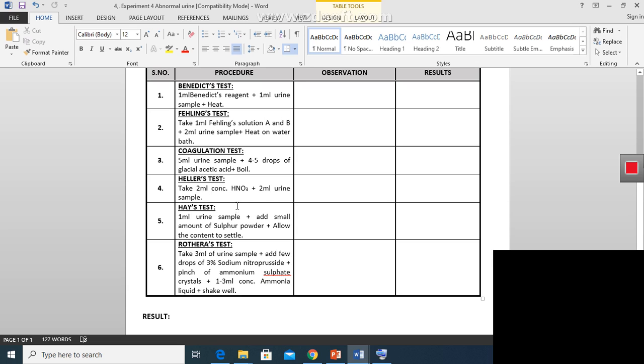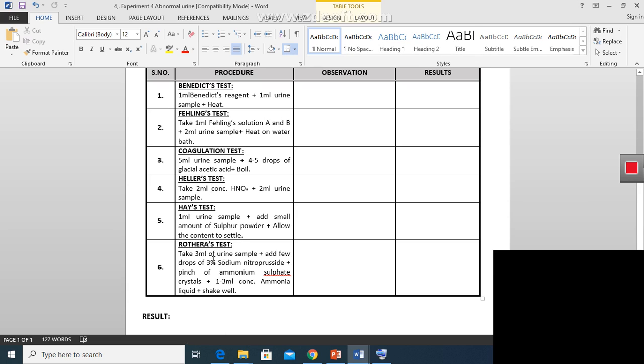You just have to strictly follow the instruction. Whenever it is written here that you have to heat, you have to heat your sample, otherwise your experiment will go wrong. Whenever it is written to heat in a water bath, you have to heat the mixture in the water bath, otherwise your experiment will go wrong. So in the case of Heller's test, you do not need to warm or boil the sample. You just have to mix it. Then you have to observe the sample and write down the result.